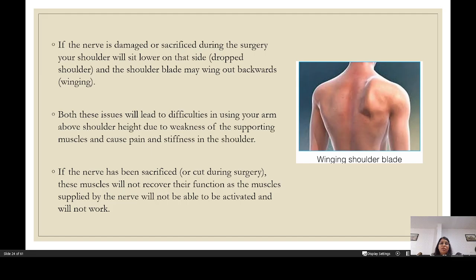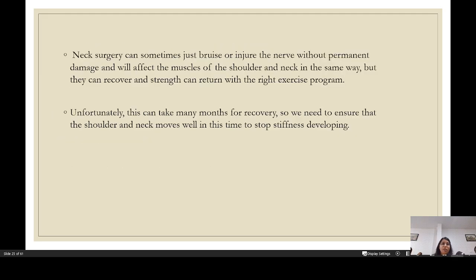If the nerve is damaged or sacrificed during the surgery, your shoulder will sit lower on that side, a droop shoulder, and the shoulder blade may wing out backward. Both these issues lead to difficulty in using your arm above shoulder height due to weakness of the supporting muscle, and cause pain and stiffness in the shoulder. If the nerve has been sacrificed, the muscle will not recover its function, as the muscle supplied by the nerve will not be able to activate and will not work.